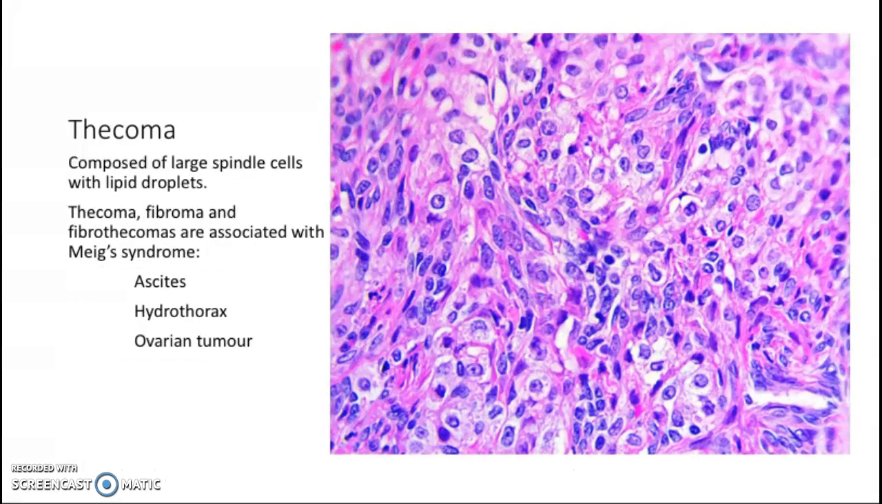Thecoma is composed of large spindle cells with lipid droplets. These are the cells with lipid droplets within them. Thecoma, fibroma, and fibrothecoma are associated with Meigs syndrome. Meigs syndrome is composed of ascites, hydrothorax, and ovarian tumors such as thecoma, fibroma, and fibrothecoma.